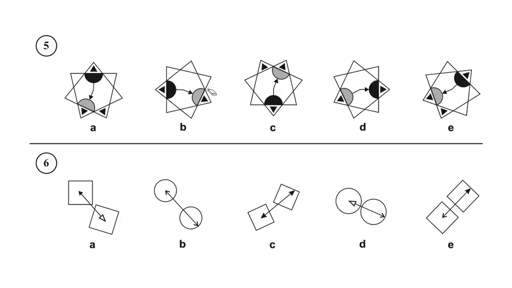So it's to do with where the arrow is pointing. The arrow must point at the gray semicircle. But with this one, it's pointing at the black. So 5D is the odd one out. Okay. Now, looking at question 6, there's something special.